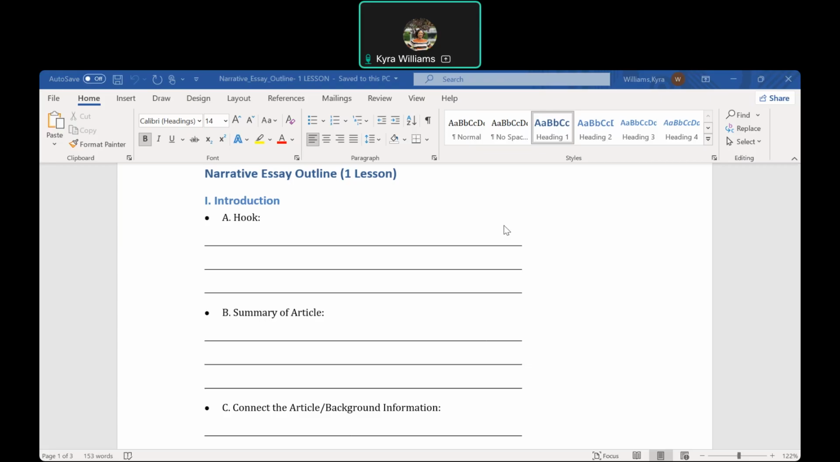Next, you're going to give a summary of the article. The article that you will be summarizing is Robin Abkarian's Don't Let the Spirit Crushers Get You Down. You will summarize that article in a few sentences and quote from that particular article.